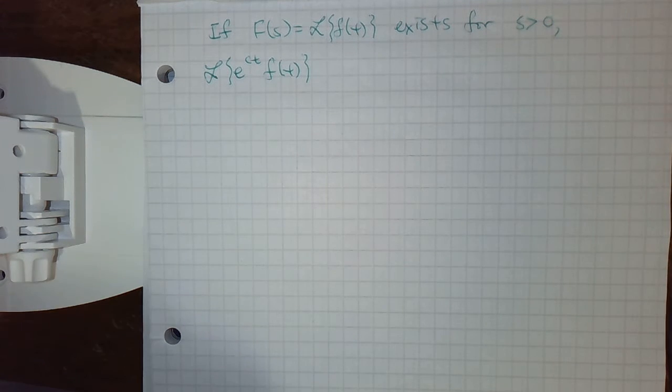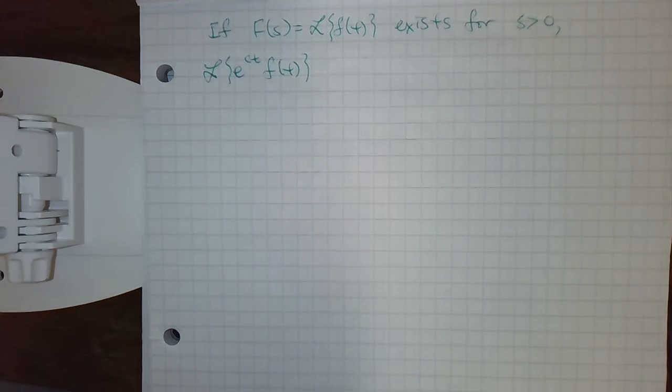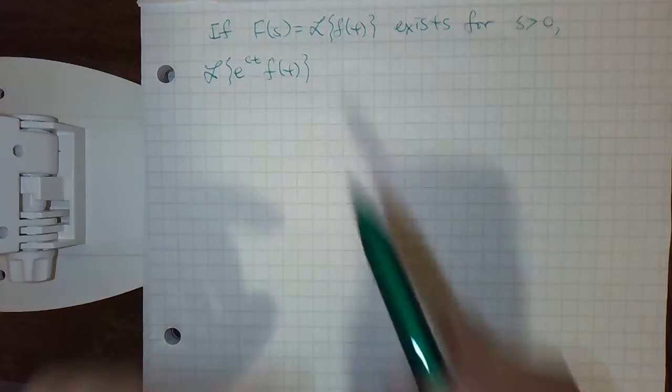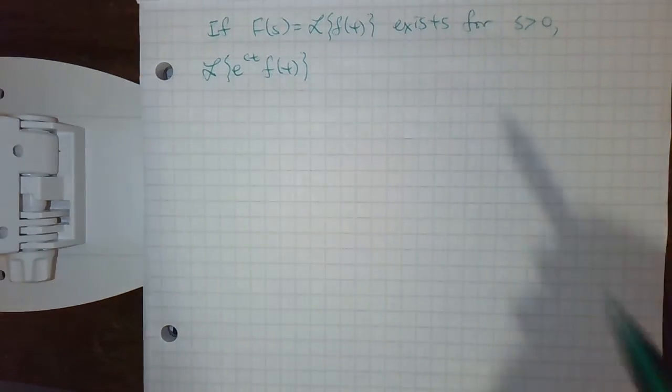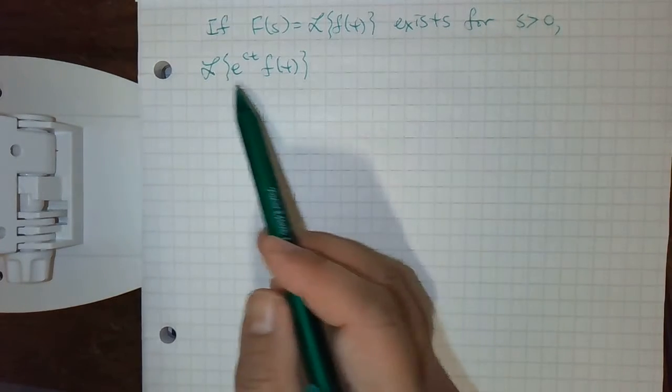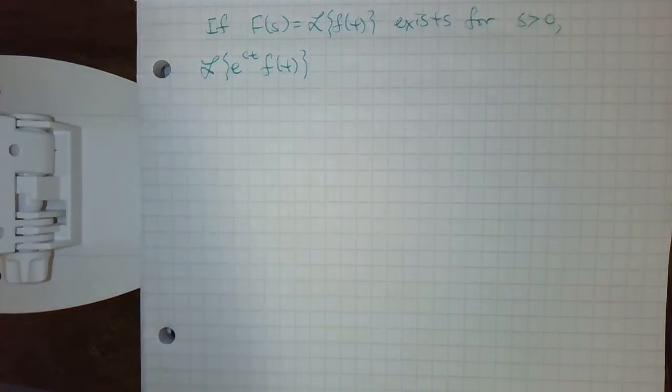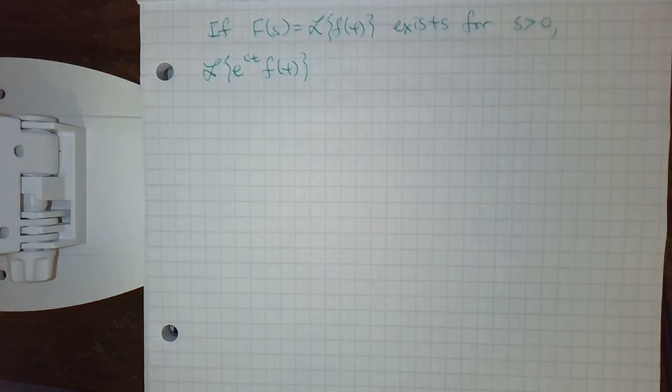All right, we'll derive another property for Laplace transforms in this video, and this will actually help clarify lines 7 through 10 of the Laplace transform table. So this property says if we know the Laplace transform for some little f of t, it's going to be big F of s, and it exists for s greater than 0, then we want to be able to calculate the Laplace transform of e to the ct times that function.